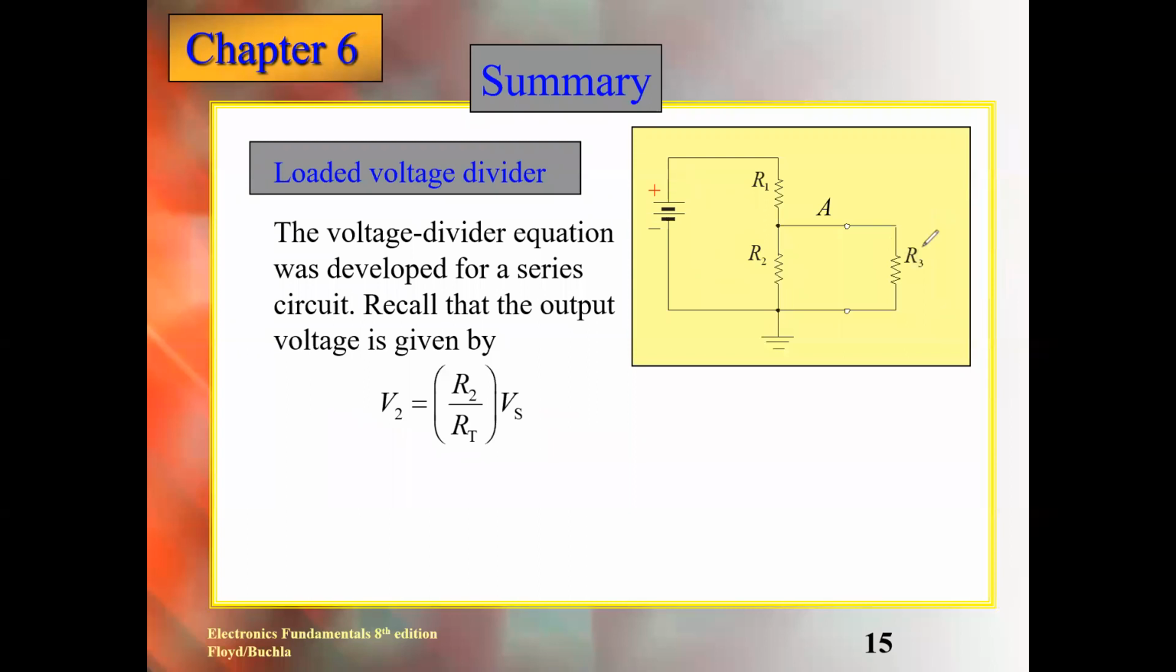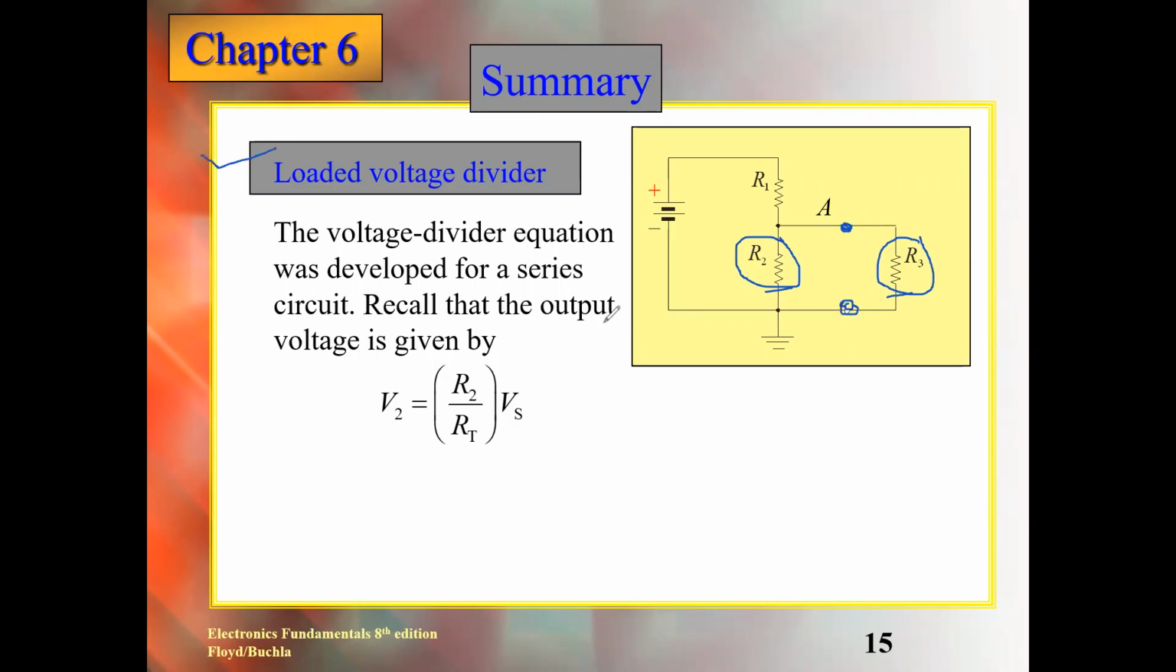But when R3 is connected in parallel with R2, and we ask you to calculate the voltage from this point to this point, you cannot calculate it by considering only R2, because of the total resistance we need to consider, both are now in parallel. When they are in parallel, we first need to calculate the equivalent resistance. Then only we can calculate how much the voltage is across point A and ground.